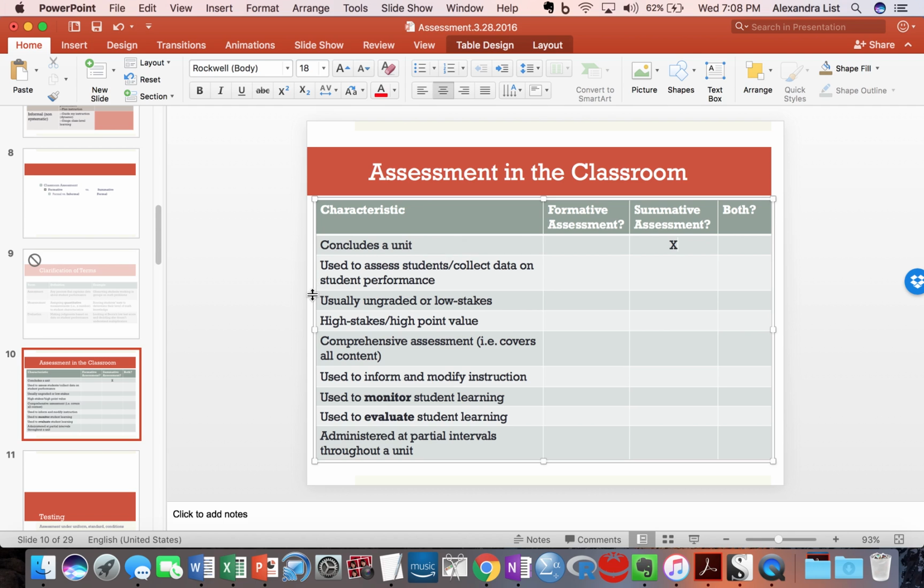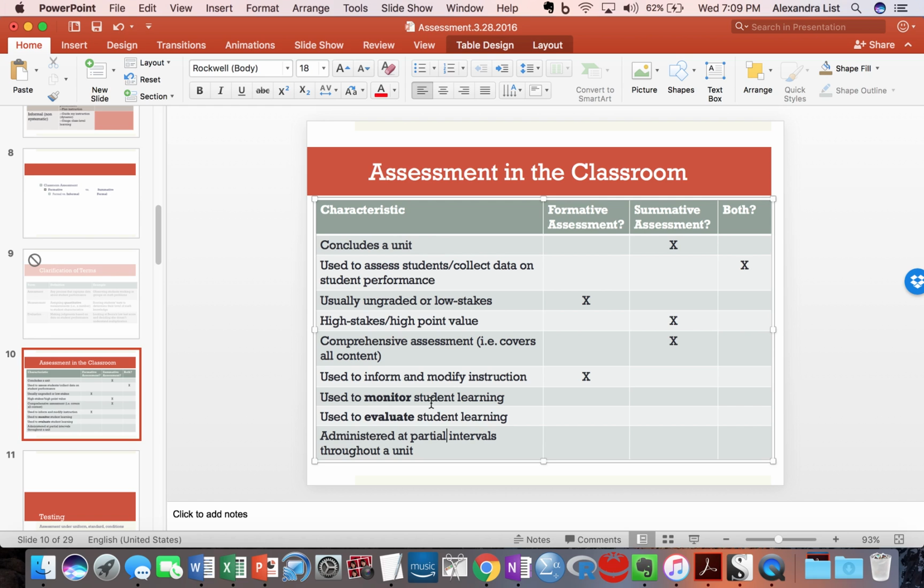Used to assess students or collect data on student performance. That would apply to both because, of course, these are both forms of assessment. And when we're talking about assessment, we're talking about collecting data on student learning. It's usually ungraded or low stakes is formative. High stakes or high point value is summative. It's a comprehensive assessment, so covers a lot of content is summative. Used to inform and modify instruction is formative.